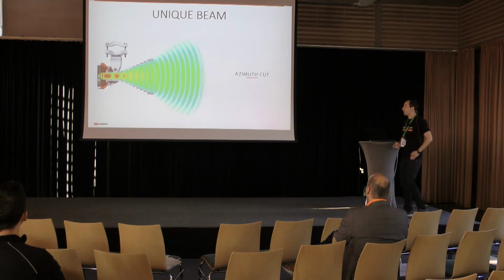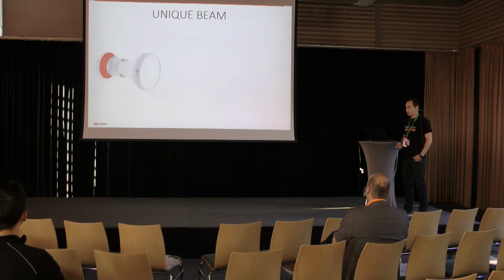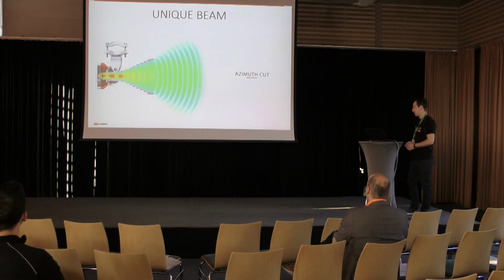This is what I'm talking about. Here you can see the azimuth cut for horizontal and vertical polarizations. So both of the polarizations form the same beam pattern of these antennas.